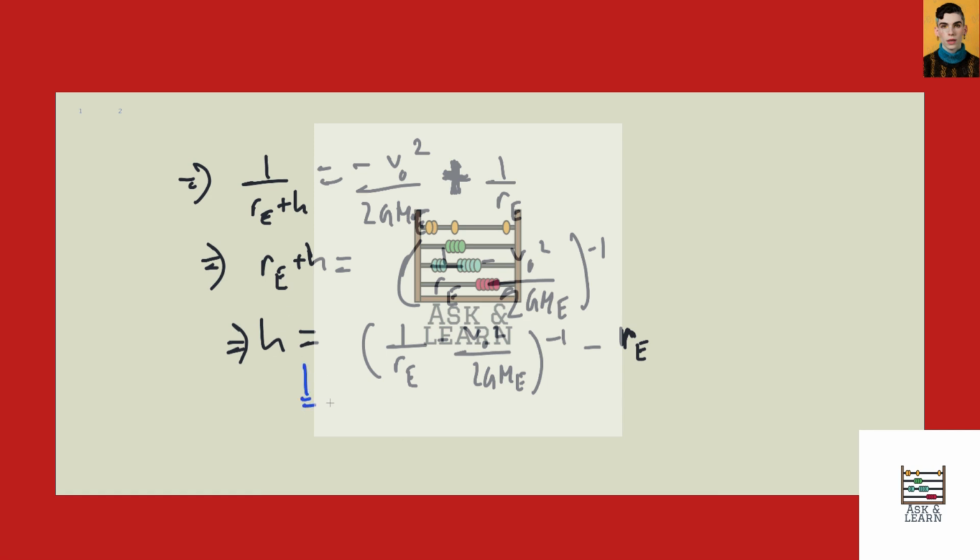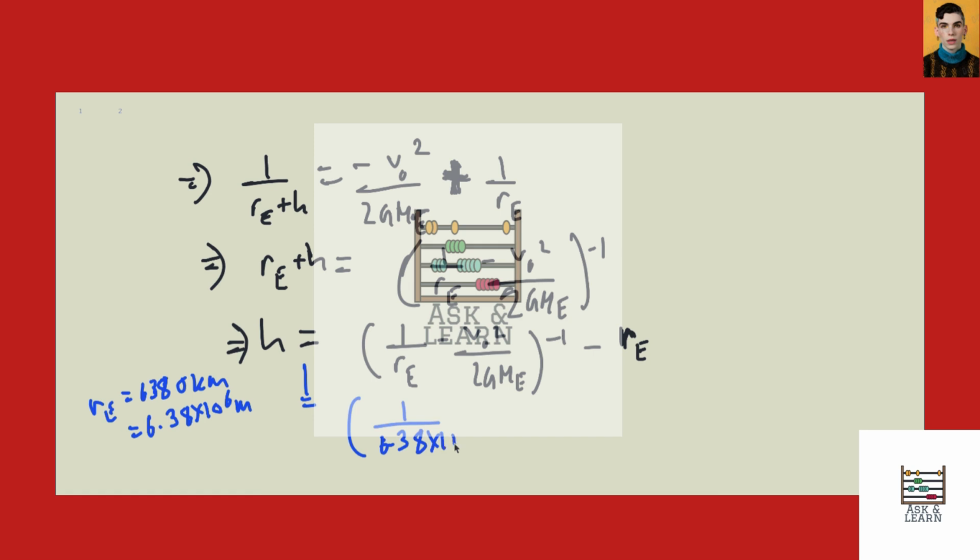All you have to do at this point is plug in values, and be careful when you're using the calculator. So r e, the radius of the Earth, is about 6,380 kilometers. Therefore, it's that times 1,000 meters, so that's 6.38 times 10 to the 6 meters.